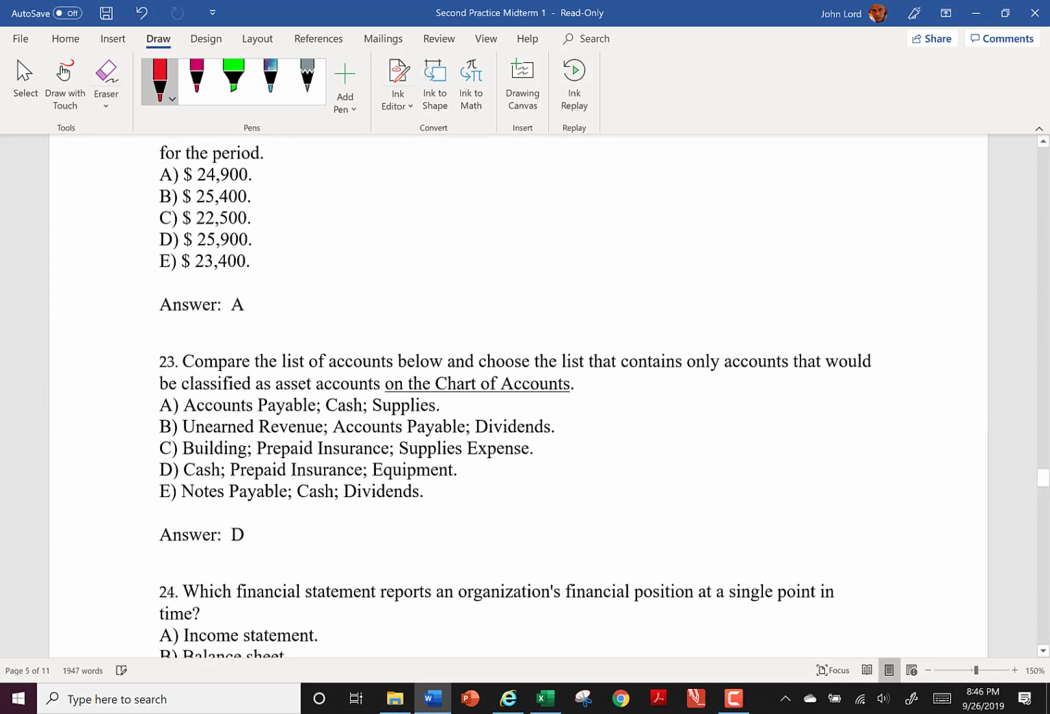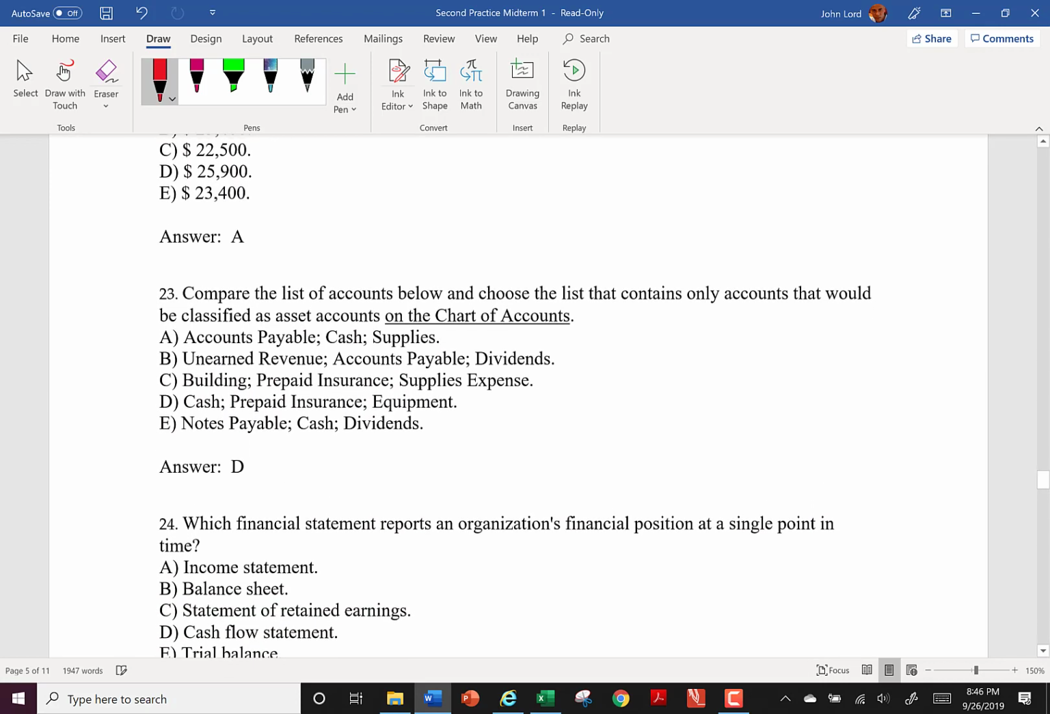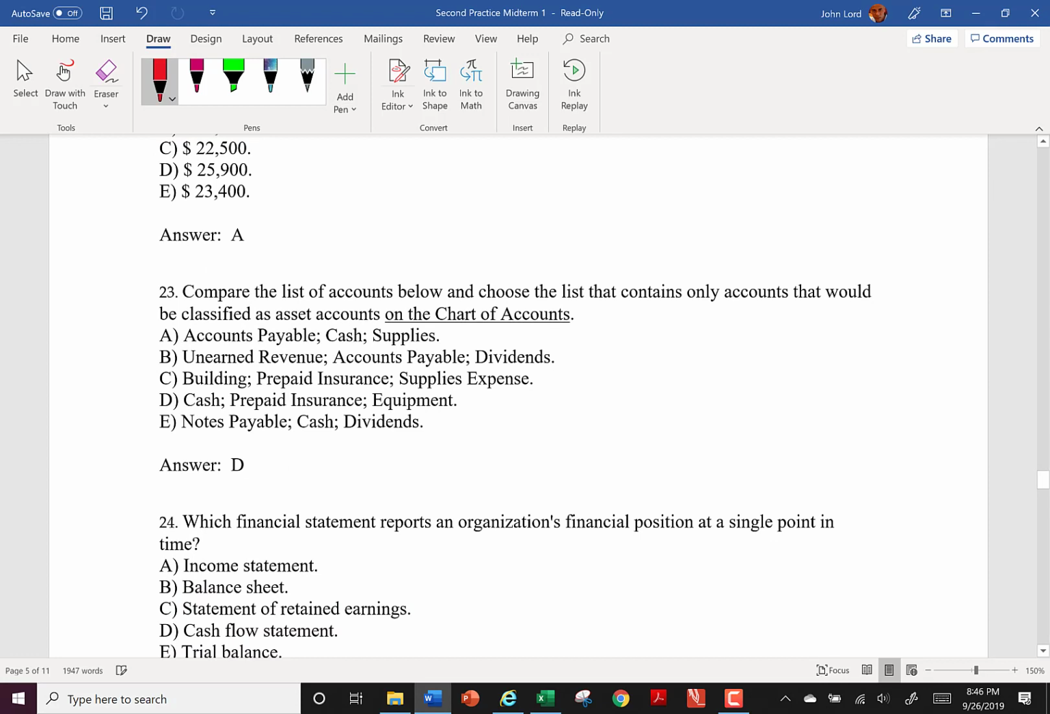Number 23. Any question on that one? Compare the list of accounts below and choose the list that contains only accounts that would be classified as an asset. Is accounts payable an asset? Is unearned revenue an asset? Is building an asset? Is prepaid insurance an asset? Is supplies expense an asset? No, it's an expense. Is cash an asset? Is prepaid insurance an asset? Is equipment an asset? Beautiful.